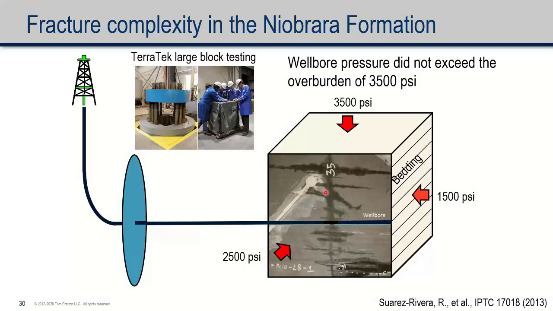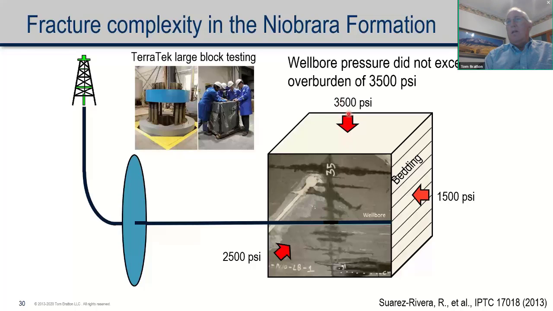So you can see this. This is a nice paper published by Roberto Suarez Rivera at TerraTek when he was there. This is a large scale test on a Niobrara outcrop rock, and they drilled a horizontal borehole through this and fractured it right here. So here's your vertical hydraulic fracture. The stress state was the intermediate stress was 2,500 psi applied to this face. Your minimum stress was on this face, and then the overburden loading was 3,500.